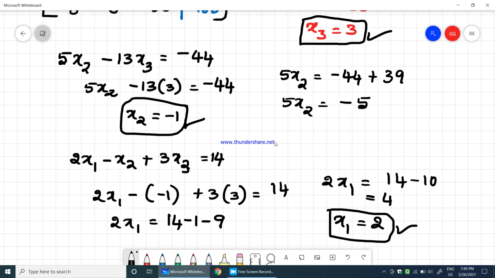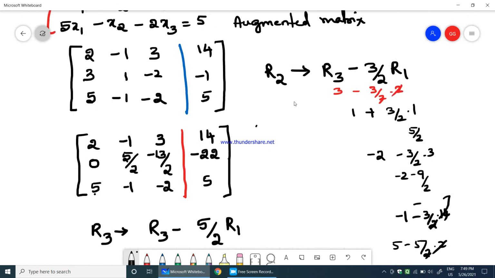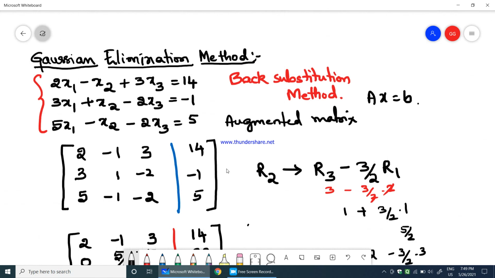Now to verify these 3 values, what you can do is use your calculator and choose 3 unknowns, type these equations in your calculator and find out the solution. Definitely you will get the solution minus 1, 2 and 3 for these 3 equations. You can do that in your calculator. I hope you know that.